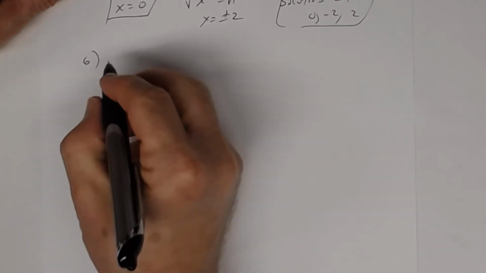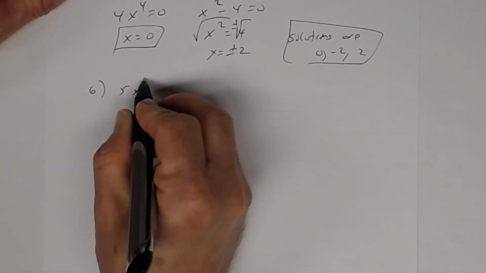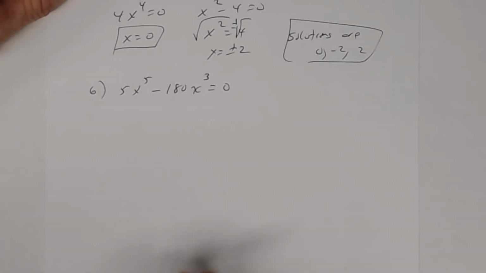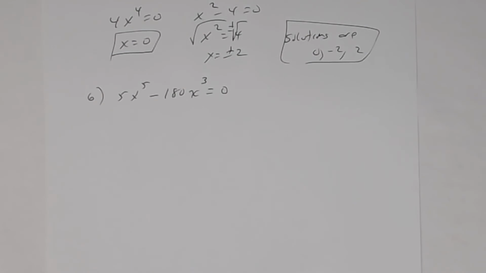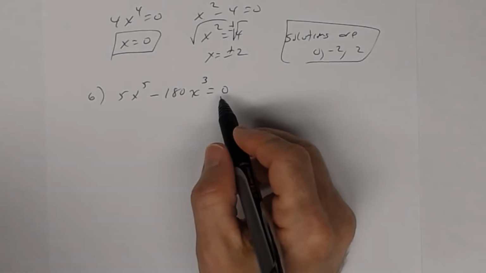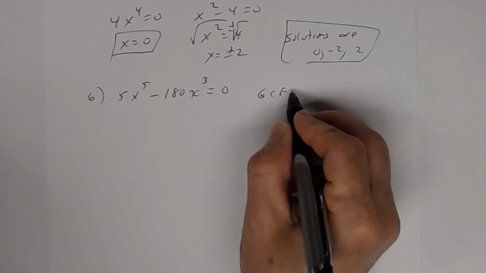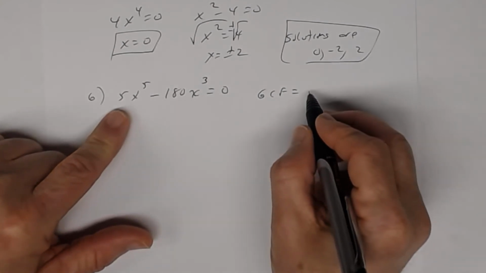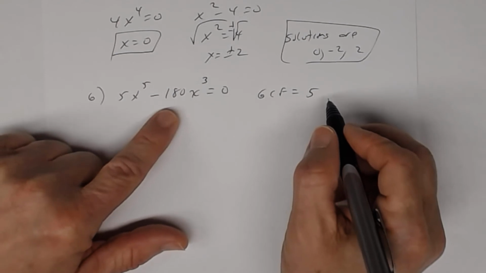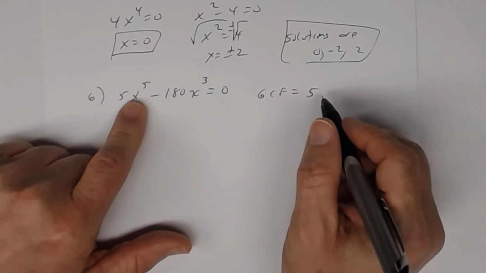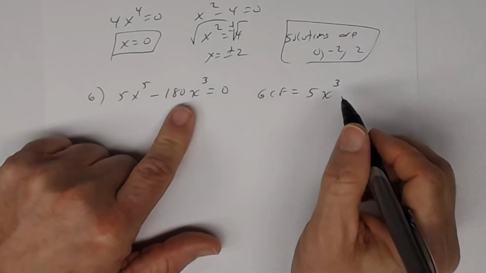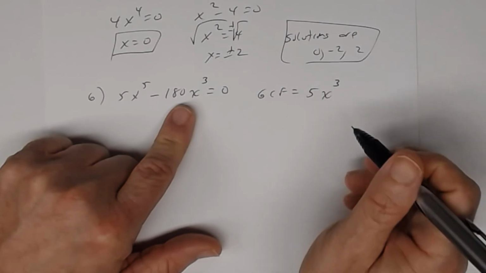Number 6, suppose we had this one, 5x to the 5th minus 180x cubed equals 0. So it's already 0 on this side, so we just go directly to finding the GCF. Notice that both of those are divisible by 5, and so that would be the largest factor for 5 and 180. In terms of the variables, I have 5 factors of x here, 3 here. How many do I need? 3. Always use the smallest amount. Smallest in terms of the variables, use the one with the smallest exponent.